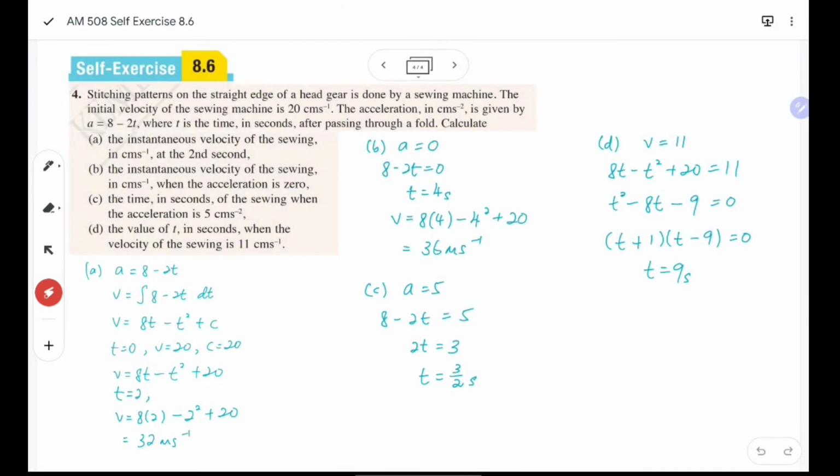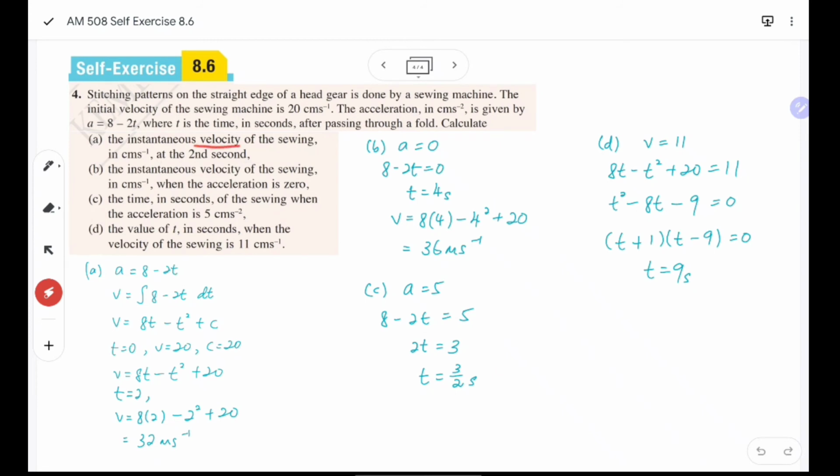Question number 4. Stitching pattern on the straight edge of a headgear is done by a sewing machine. The initial velocity of the sewing machine is 20 cm per second. The acceleration in cm per second squared is given by a equals 8 minus 2t, where t is the time in seconds after passing through a fold. Calculate A, the instantaneous velocity of the sewing machine in cm per second at the second second.